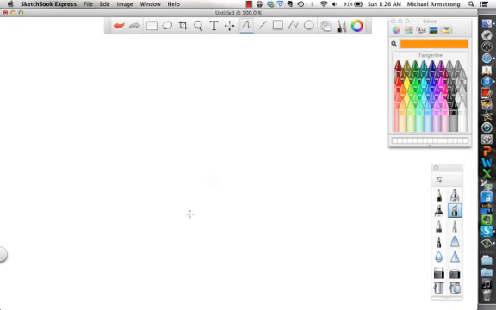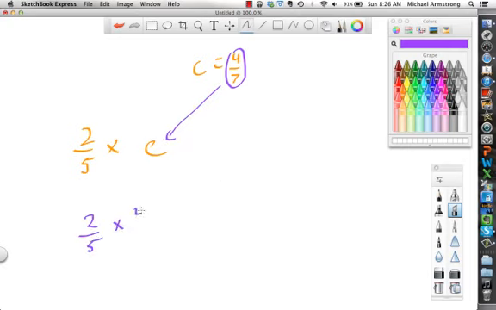There's one more that I want to show you. It's the algebra style. They'll say 2/5 times C. And then they tell you that C equals 4/7. Or whatever it is, they tell you that C equals. And so all you have to do is, wherever you see C, you put 4/7 in to that C. So you can rewrite it 2/5 times 4/7.